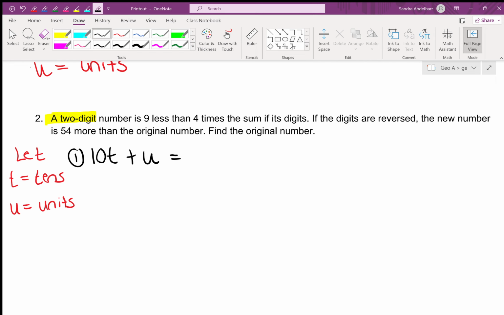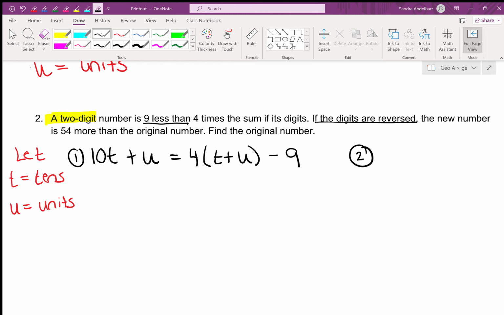All right, so it says a 2-digit number is, what does that mean? Equals 9 less than 4 times the sum of its digits. So now they're just talking about the sum of its digits. So do I need to do 10t and 1u again? No, they just want to add the digits. So we're talking about 4 times the sum of their digits, but 9 less than that. So at the end, minus 9. That's our first equation. How many equations do we need? 2.